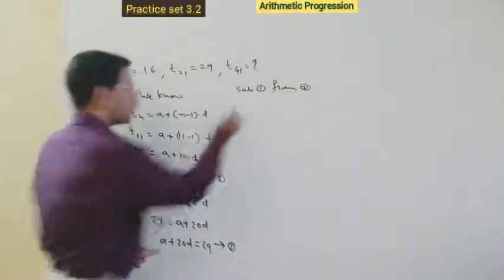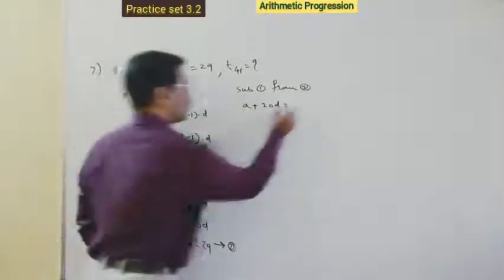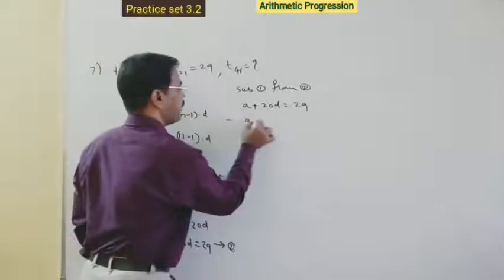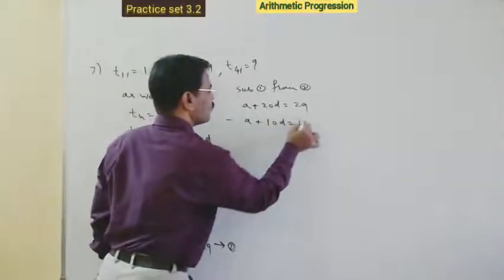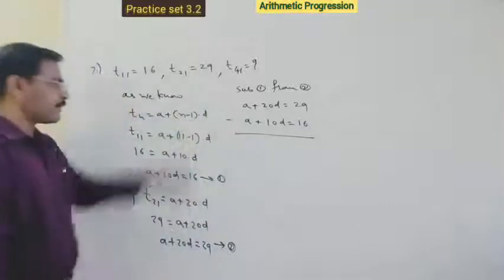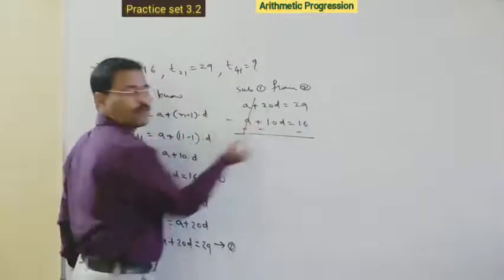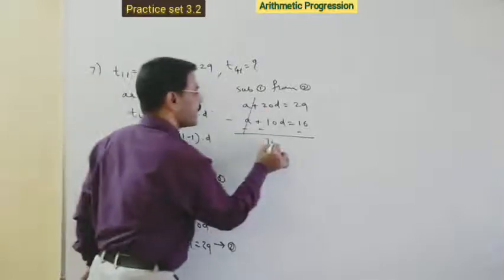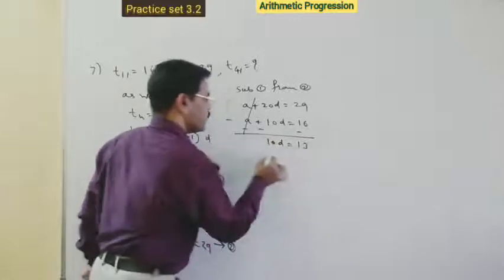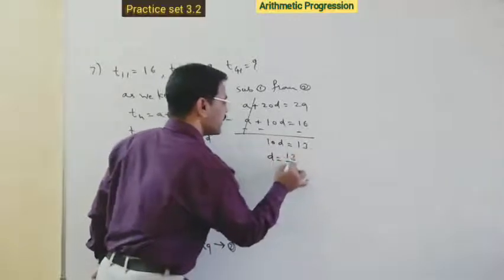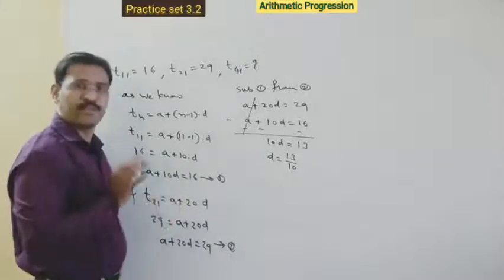What is equation 2? a plus 20d is equal to 29, and here a plus 10d is equal to 16. Now by subtracting, the a gets cancelled. Friends, here we have to change the sign. What do we get here? 10d is equal to 13, so d is equal to 13 upon 10. You can keep this as it is, or we may write 1.3 also.